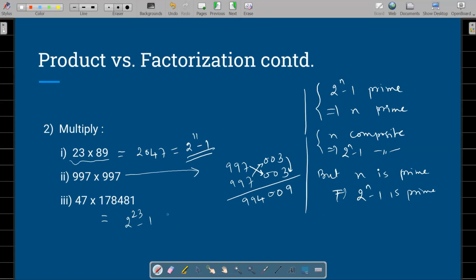2 raised to 23 minus 1 is one such number. 23 is prime, but 2 raised to 23 minus 1 is not prime. Such numbers are known as Mersenne numbers, and whenever one is prime, it is called a Mersenne prime. We had done this in numbers in the class, or basic. Yes, sir, in primary.